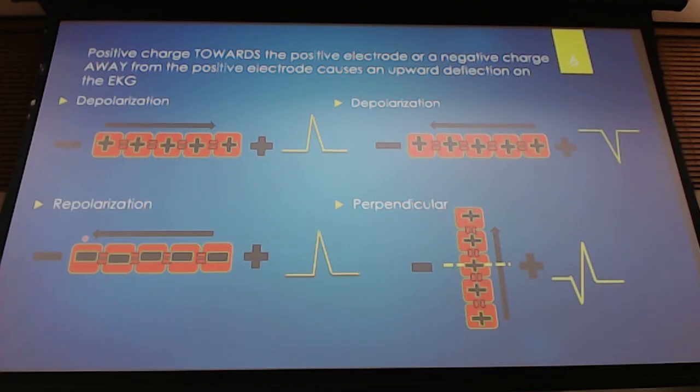And don't forget that we talked about depolarization towards a positive electrode. It's going to be positive, positive. It's going to be upright. Depolarization towards a negative is going to be down going, and then repolarization, negative to positive. And if it's perpendicular, it kind of goes down, up, and then back down to baseline.